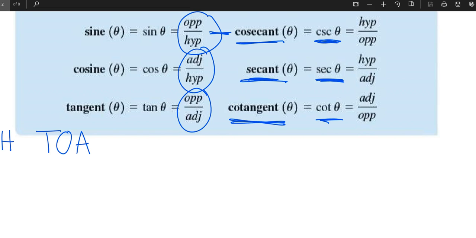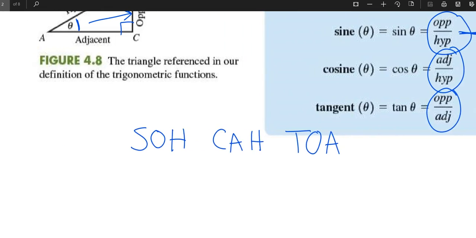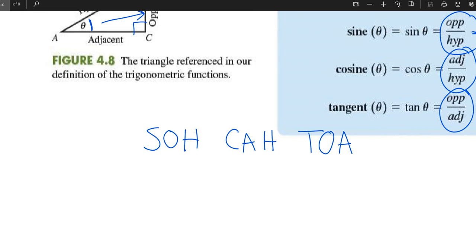You got them written down? At least, you know, the word and the abbreviation? Okay. It's all being recorded, so you can come back and watch it later. Cosecant goes with sine.